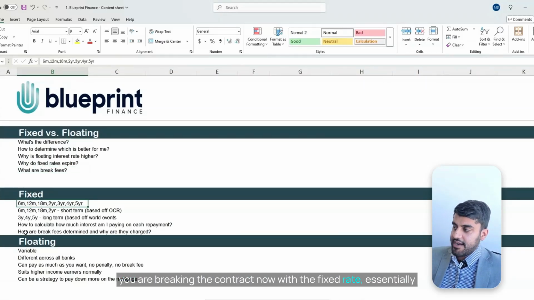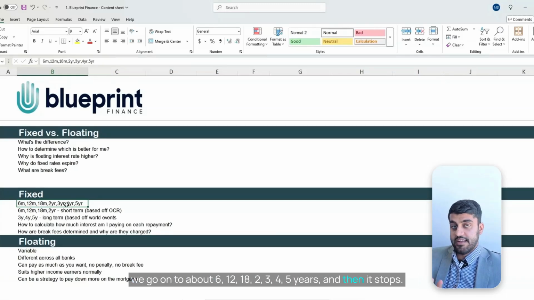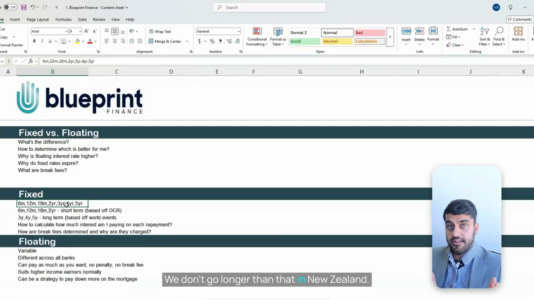Now with the fixed rate, essentially we go on to about 6, 12, 18 months, 2, 3, 4, 5 years, and then it stops. We don't go longer than that in New Zealand. We know that in the United States, there's a 30-year fixed term that you can go for. Rates are somewhere in the mid-sixes for that, but we don't have that in New Zealand or even in Australia.